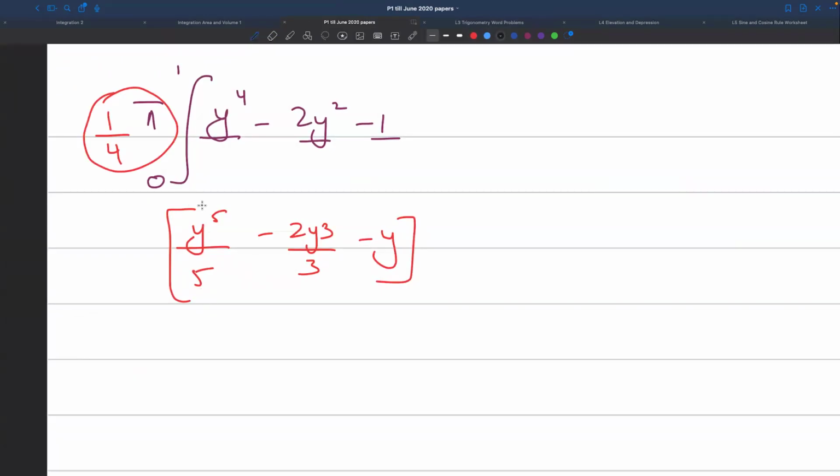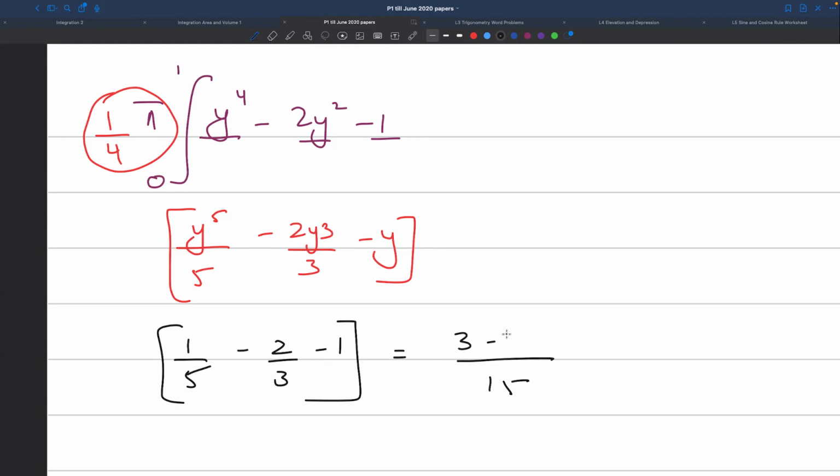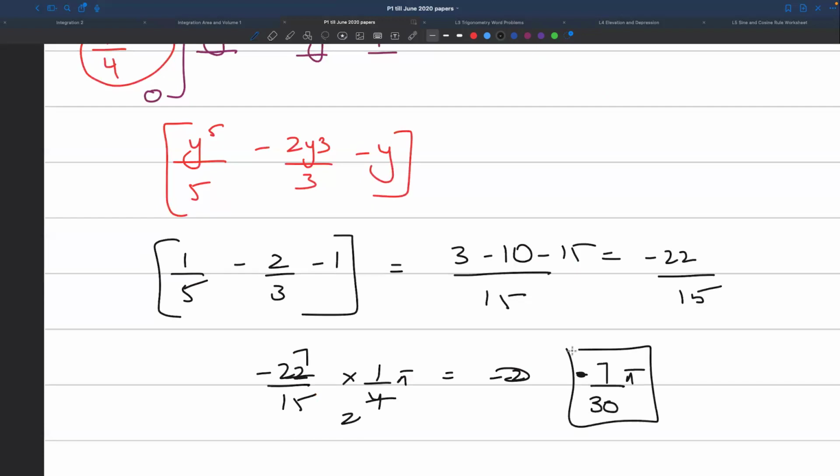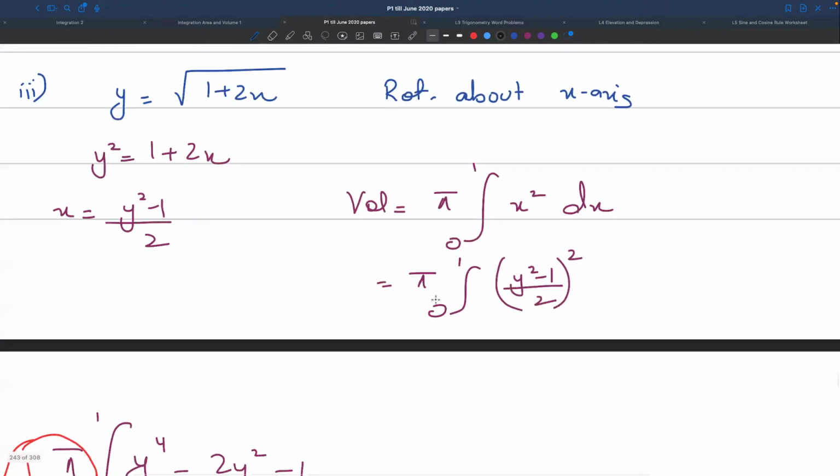Now put in the limit 1 and 0, 0 डालने से तो 0 ही आ रहा है, so I'll just put in 1 over here. So this will be 1 upon 5 minus 2 upon 3 plus 1. Can someone please do this LCM thingy? 15, 3 minus 10 plus 15 is 8, it's coming 8 upon 15 multiplied by 1 upon 4 pi, 2 4s are 8, so 2 upon 15 pi... Can someone confirm, because positive में ही होगा आंसर। अच्छा, I want everyone to do one thing. Put this in the calculator as it is.